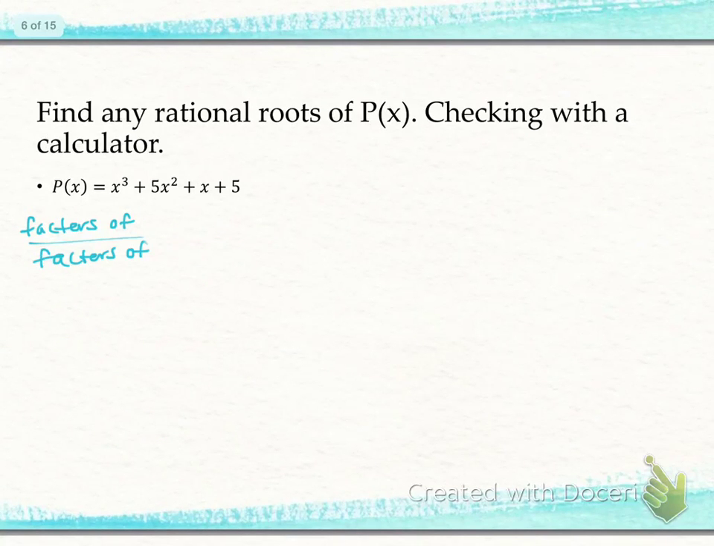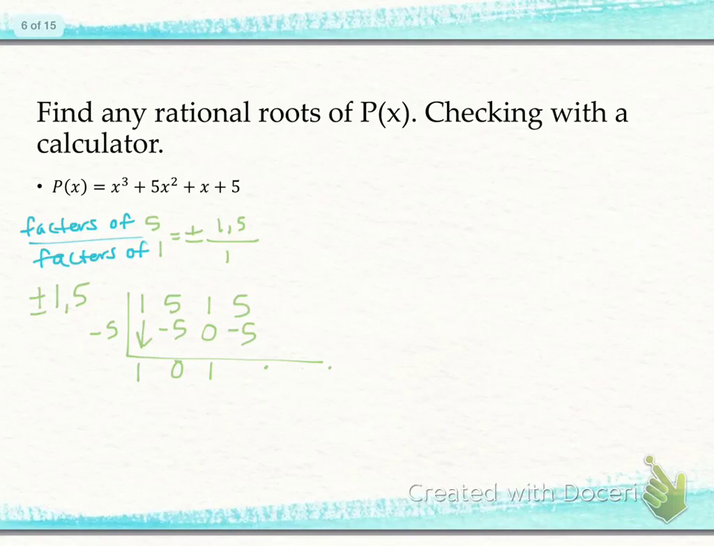Okay, my next one, we're doing factors of 5 and factors of 1, so plus or minus 1 and 5 and 1. So my possible roots are going to be plus or minus 1 and 5. Let's go ahead and try negative 5, because I know I need a negative for it to cancel. So I'm going to drop my 1, multiply, add, multiply, add, multiply, add. So it looks like I get the remainder of 0.